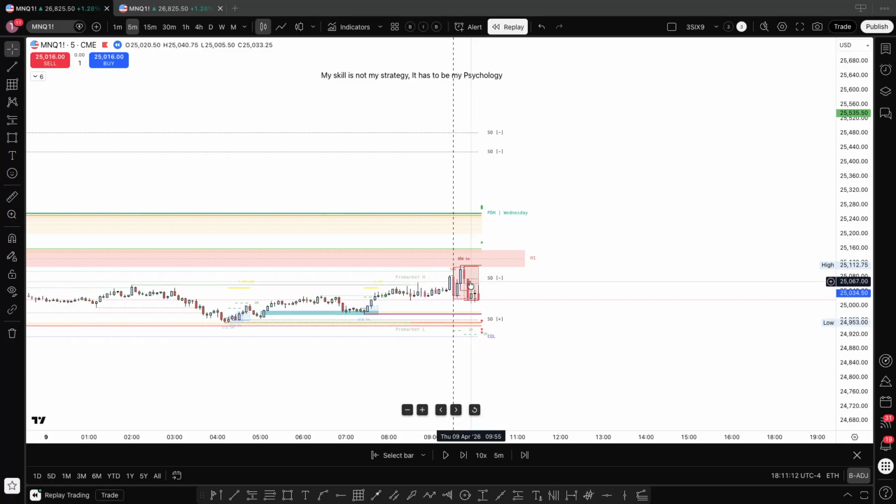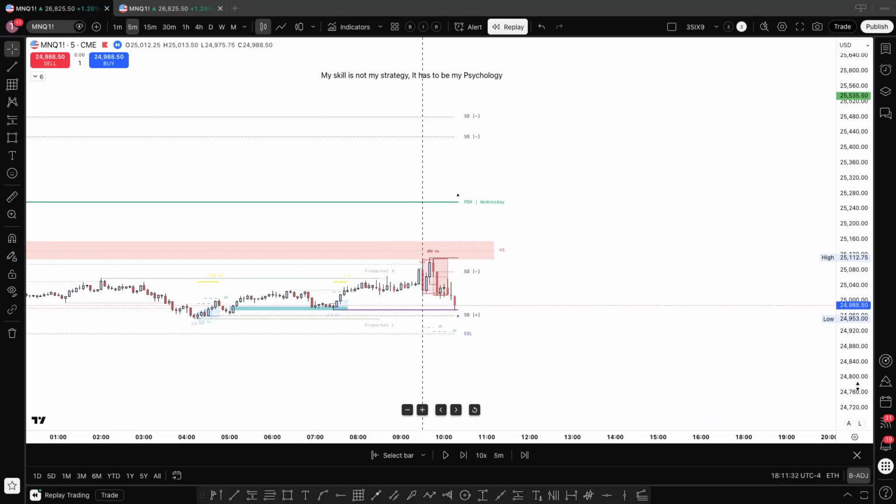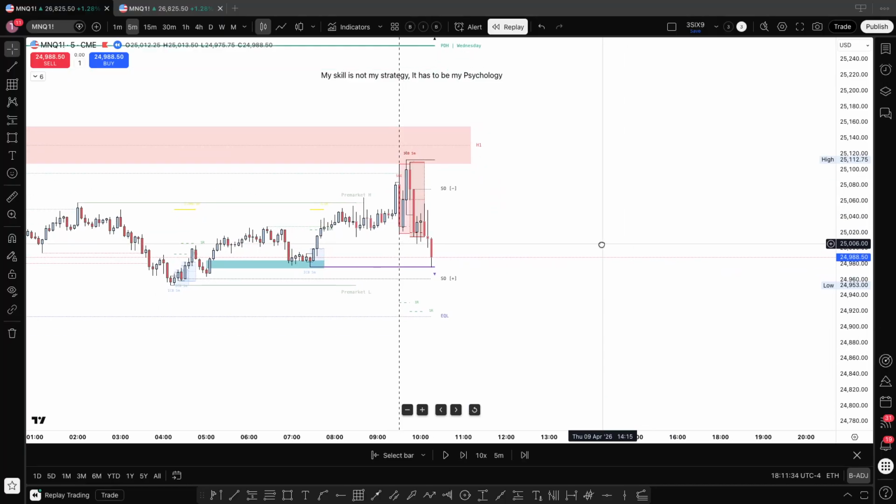Yes, it swept. It dug into the PD array in here, like an FVG, and started coming back. I want to see another bearish candle that broke below this range right here. Let's see what price does here. Okay, that's weak action. Nope. Okay, that sort of is my setup.